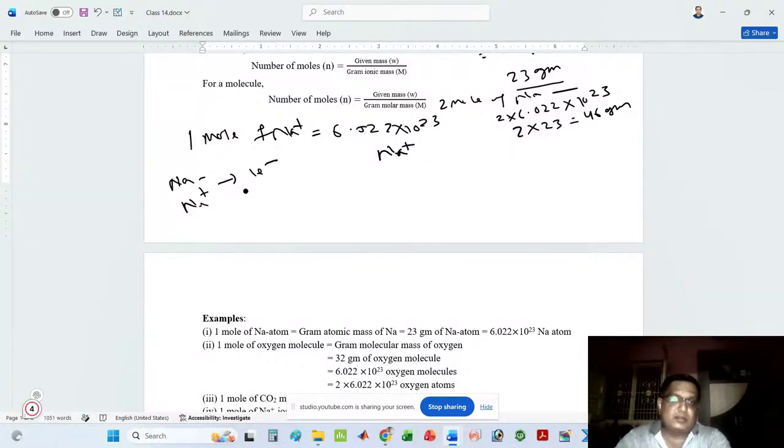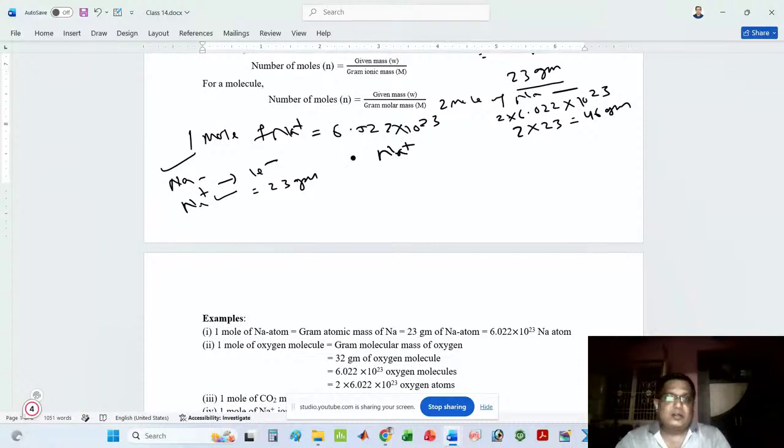That means we can say that gram atomic mass of sodium is equal to gram ionic mass of Na plus is equal to 23 gram. Here gram atomic mass is equal to the gram ionic mass because the only difference is few electrons. The weight of the electron is very small, it can be neglected. So here we can say that gram atomic mass is equal to gram ionic mass.